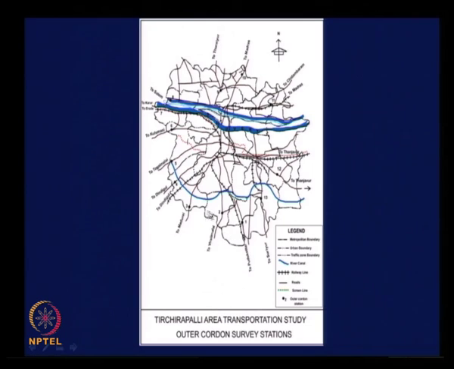You can see the dots are numbered, these are all survey station numbers, and here also based on the practical convenience, you can fix a survey station here, for example, as a common station for these two radiating roads. So there are two radiating roads.